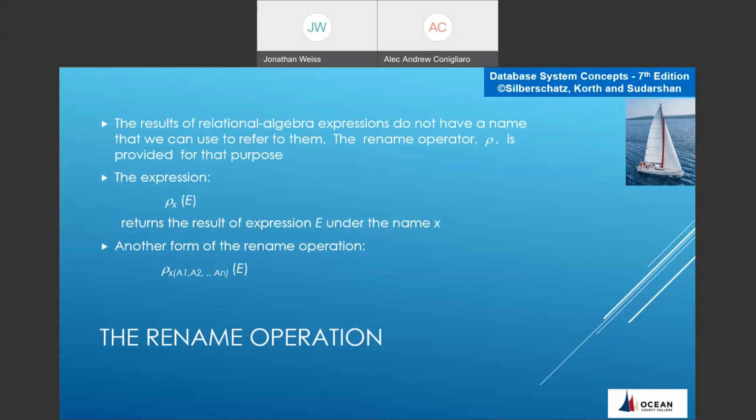And instead of calling it name and course number, I'm going to call it professor and course. So the relation that comes out of this would have the columns professor and course, and it would have a list of professors and the courses that they teach. Does that make sense? You good with that one?